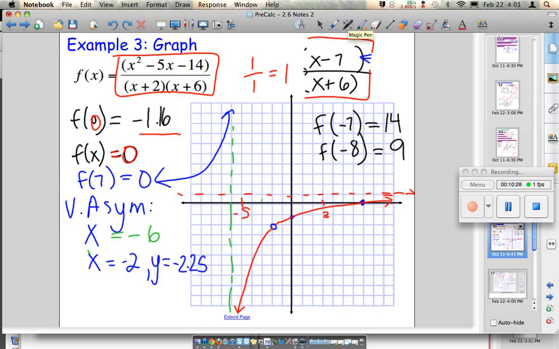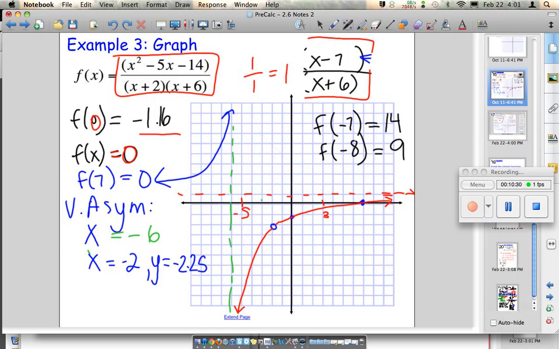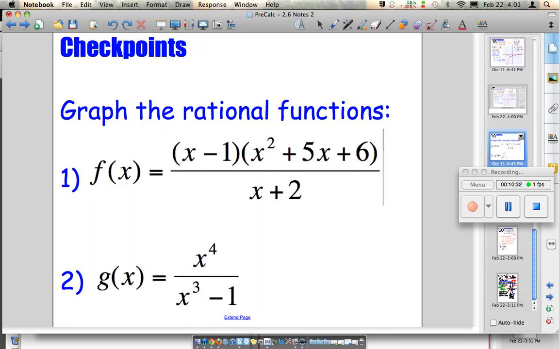So that's graphing rational functions. So keep those steps in mind, okay? I'll give you some hints on these checkpoints if you get stuck. A couple of hints: number one is actually just a quadratic with a hole. It's just a quadratic with a hole. So figure out what that quadratic is after simplifying the rational function.